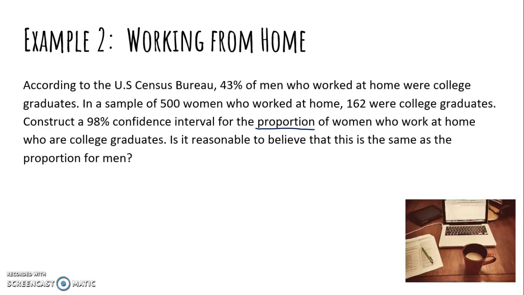So we need to estimate this proportion by finding a confidence interval, and then we need to compare it to this 43% for men. So the confidence interval we are estimating is for the proportion of women. Okay, so we can use the formula, but the formula for this one always takes a while. So let's use the calculator instead. So we need 3 numbers. We need X, we need N, and we need the confidence level.